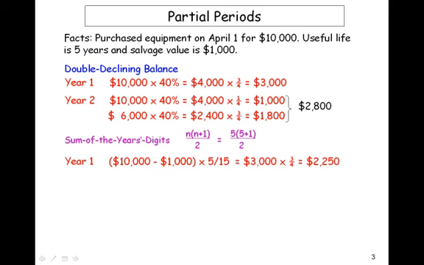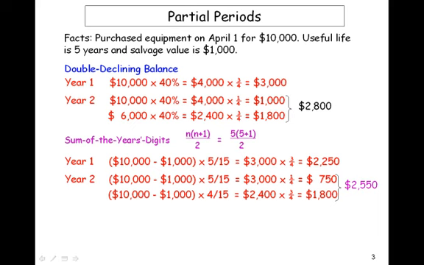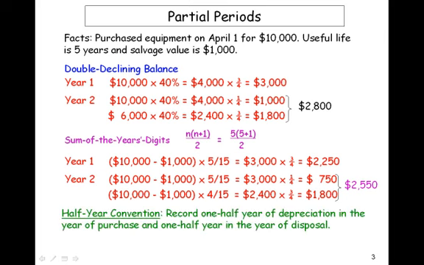The $9,000 is our depreciable cost. In year 2, we complete the remaining 1/4 year before using a new fraction. You must always take a full year of depreciation before reducing the numerator. There are easier ways to compute depreciation for partial periods.